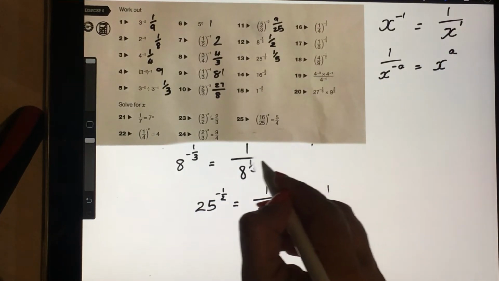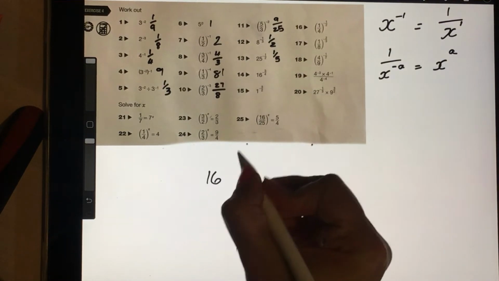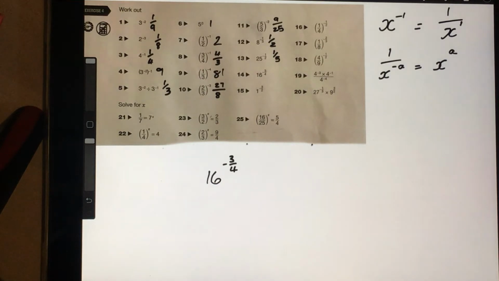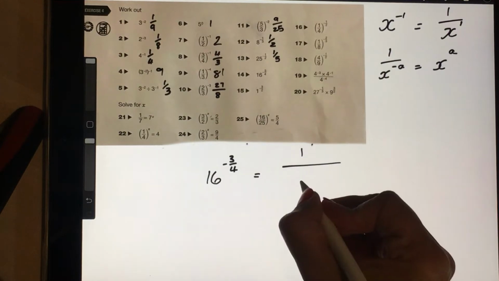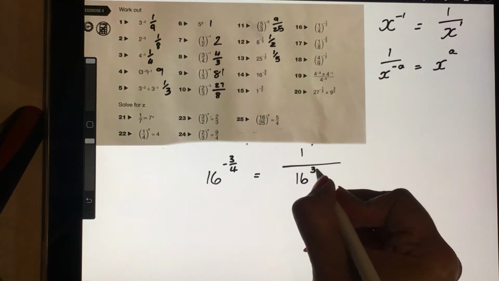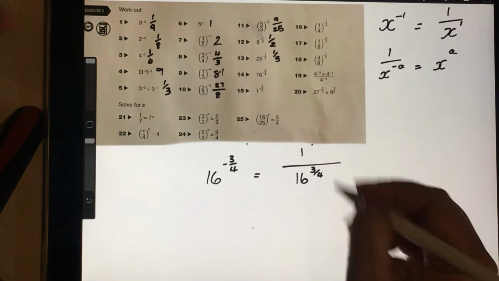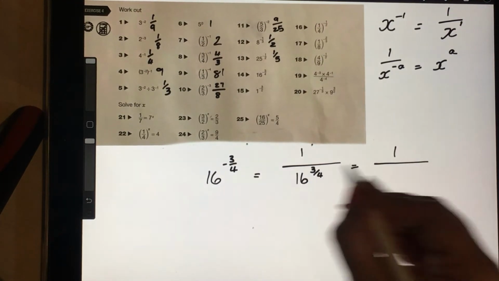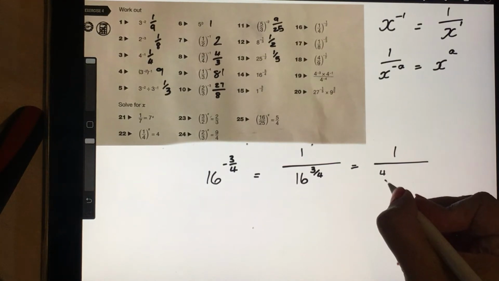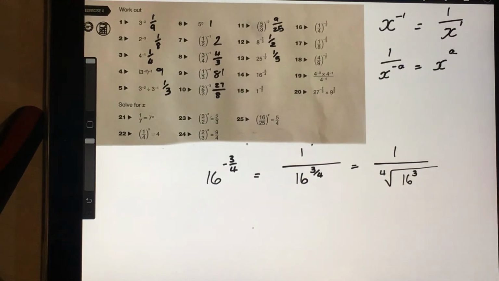Okay, for number 14, we've got 16 to the power of minus 3 over 4. First of all, we remove the negative. So we've got 1 over 16 to the power of 3 over 4. Now we can go and we can remove the fraction. So it's going to be 1 over, remember the 4 goes on the outside, so it's right over there, and 16 to the power of 3 stays on the inside of this bracket.